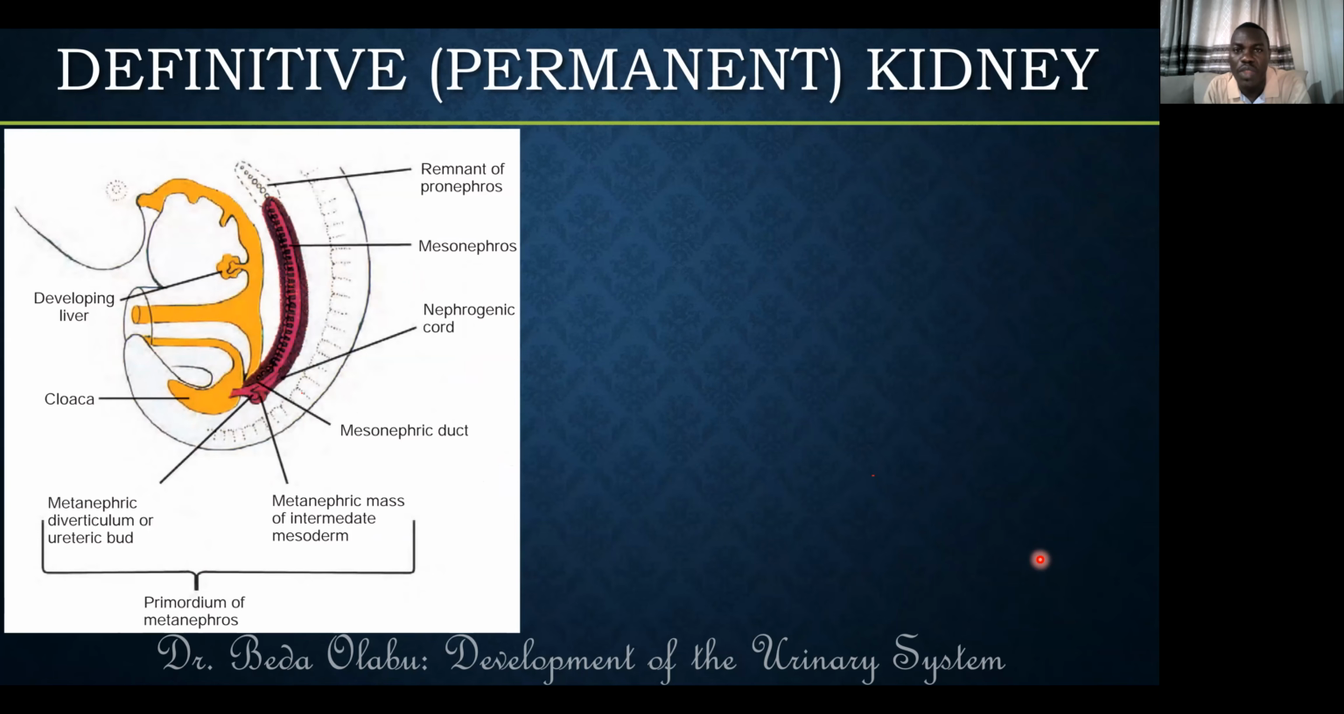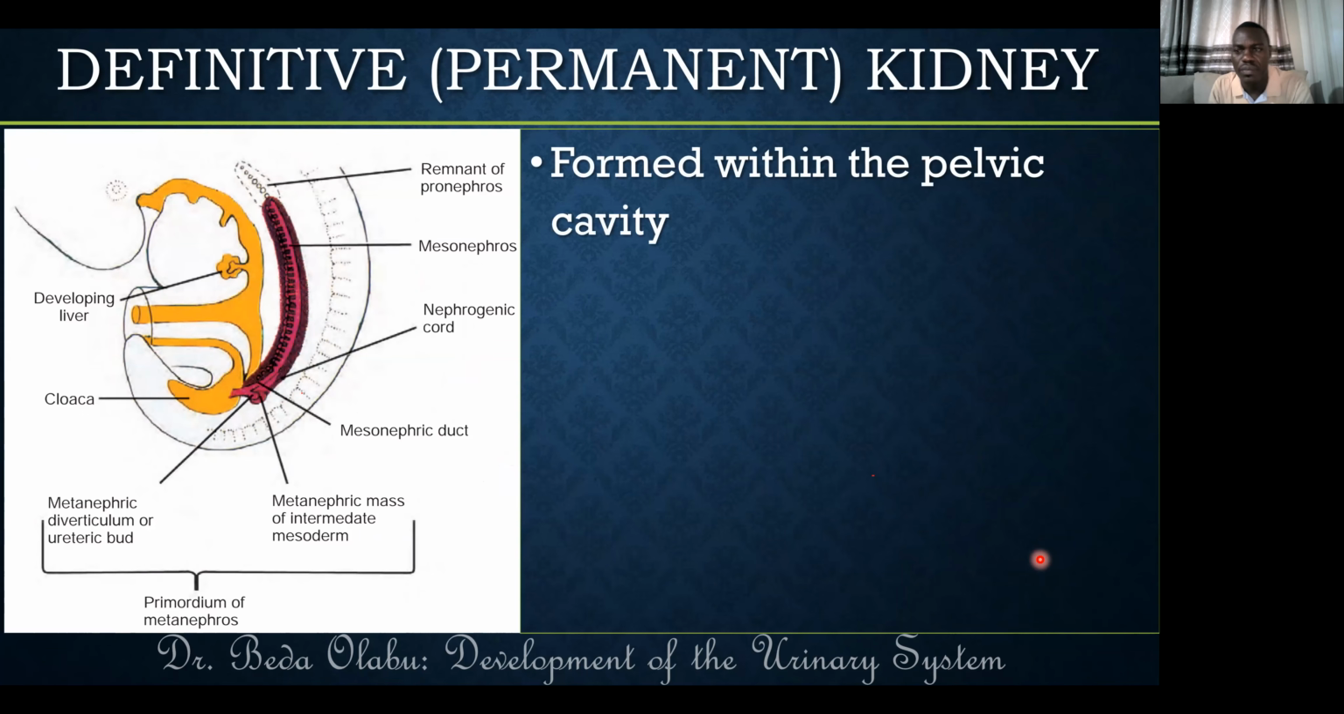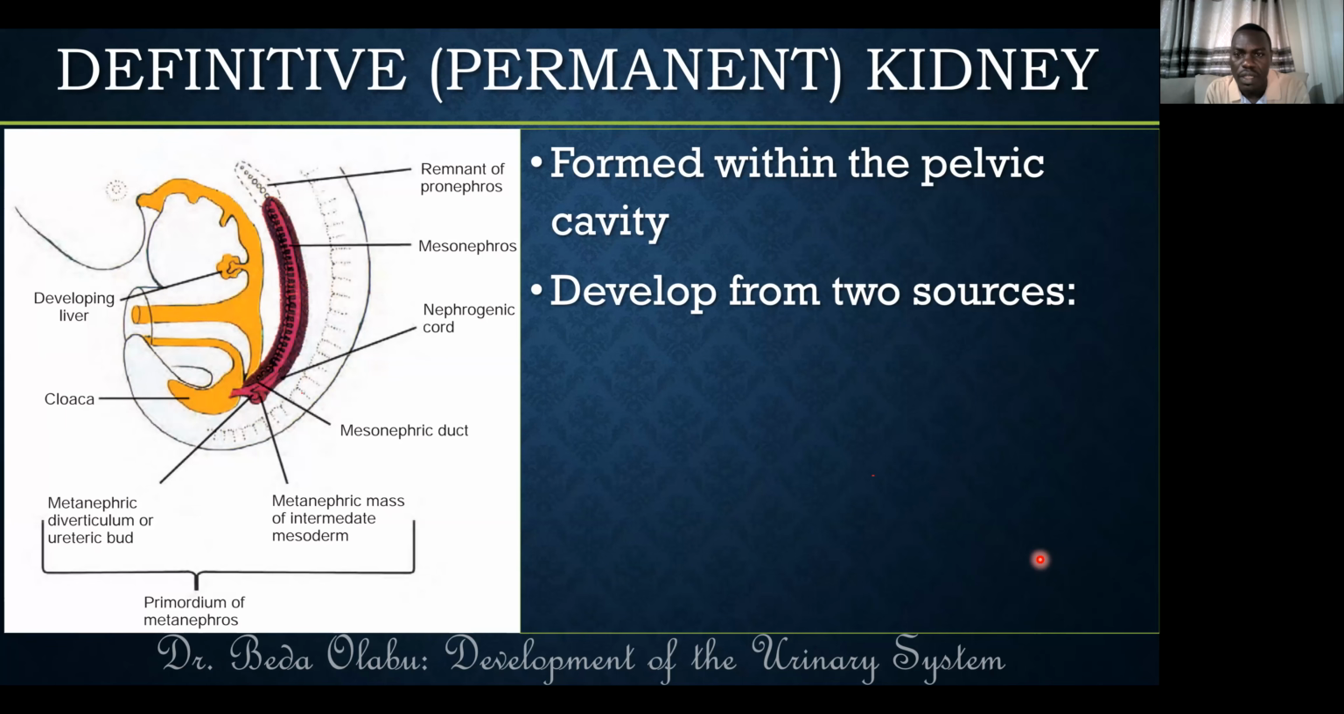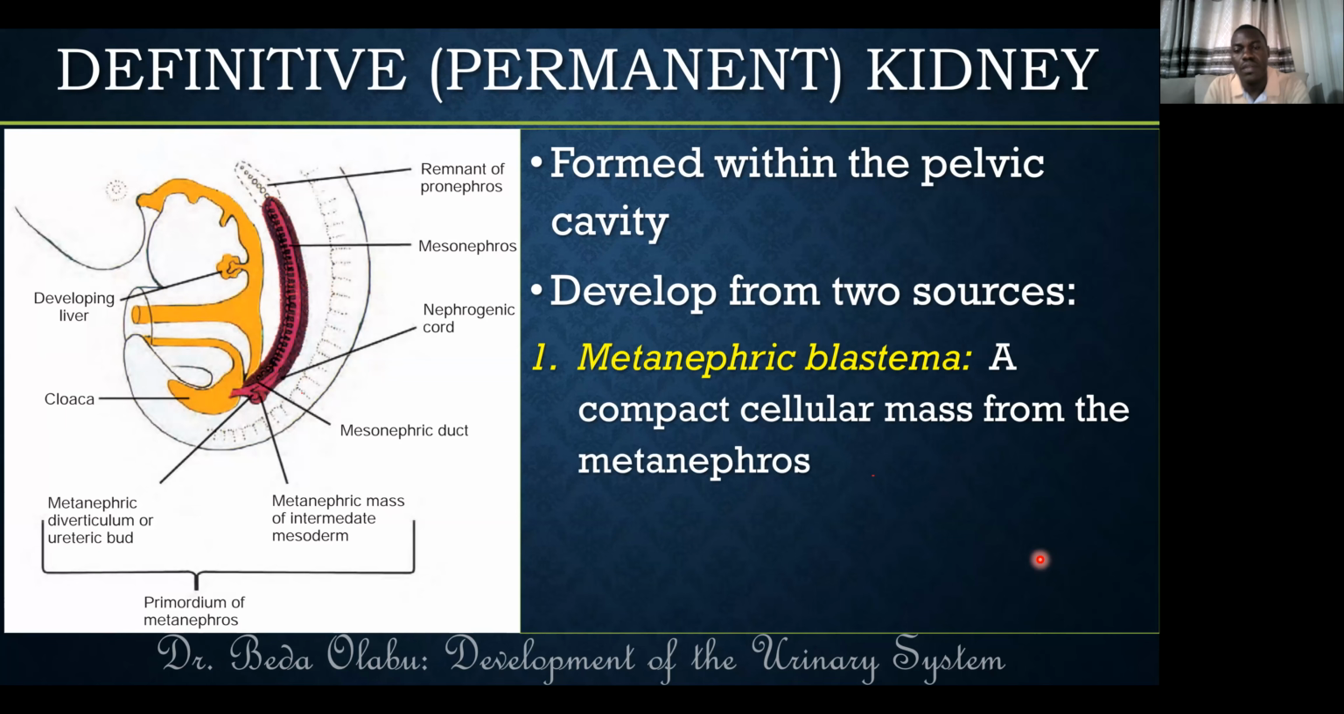Now let's talk about how the permanent kidney is formed. The permanent kidney, or the definitive kidney, is the kidney you and I have. This permanent kidney is formed in the pelvic cavity. You may not believe that for now, but it forms in the pelvic cavity. At some point, your kidney was in your pelvis. But the final kidney develops from two sources, and I want you to understand this. It develops from what we call the metanephric blastema.